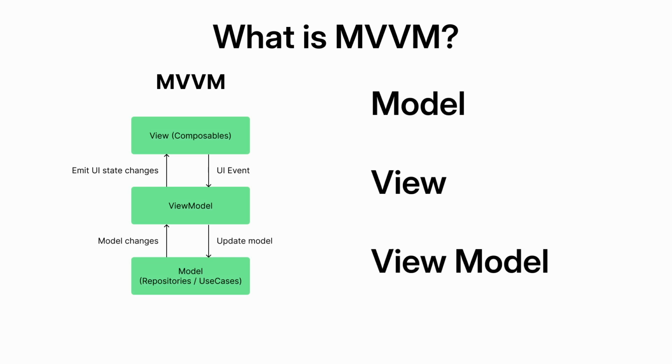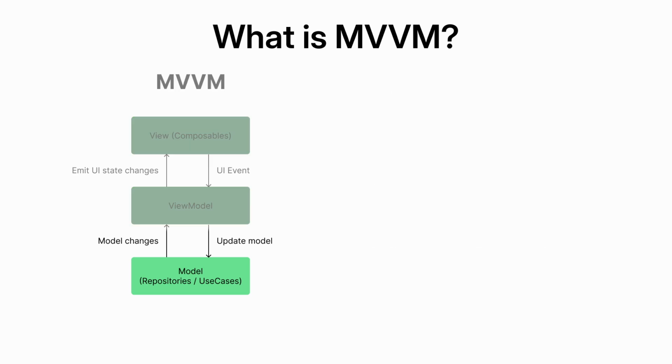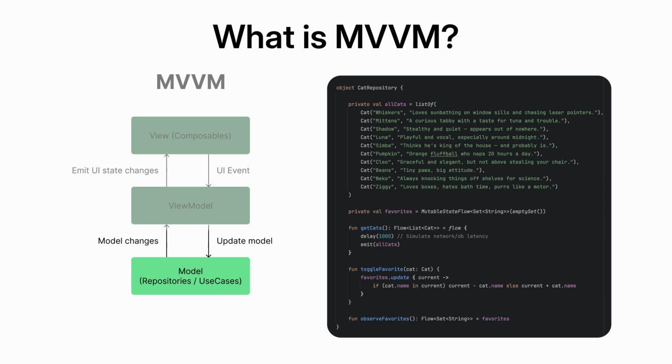MVVM stands for Model, View, ViewModel. It's a design pattern that helps separate concerns in your UI architecture. Each part has a distinct role. The model is responsible for your data and business logic. In our case, that's the cat repository. It provides data and handles operations like toggling favorites.